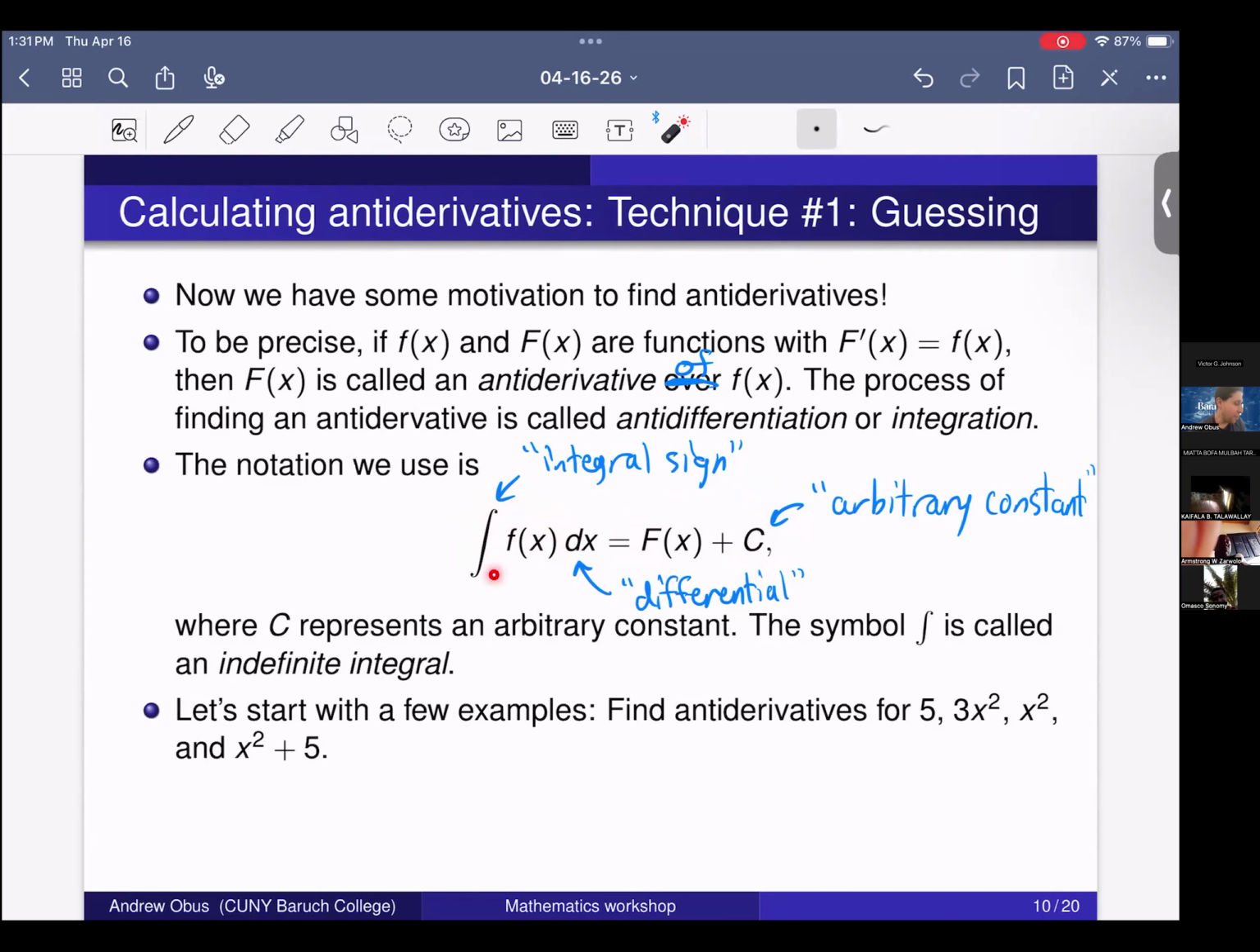So when we write this sign, we're kind of saying, don't just find me one antiderivative, find me all of them. And the way that you find all of them is by finding one and then saying, okay, I'm going to add an extra arbitrary constant.